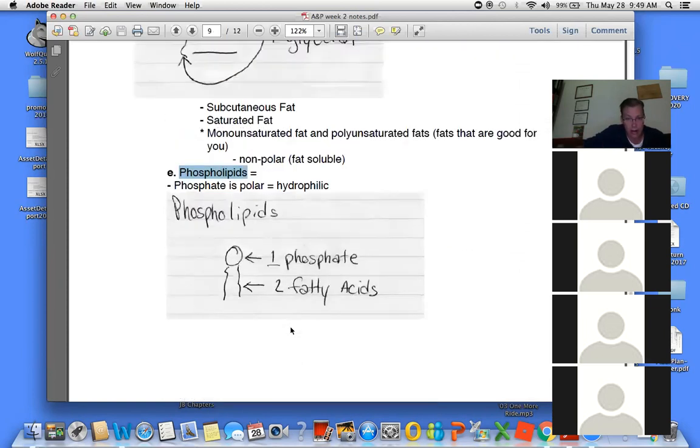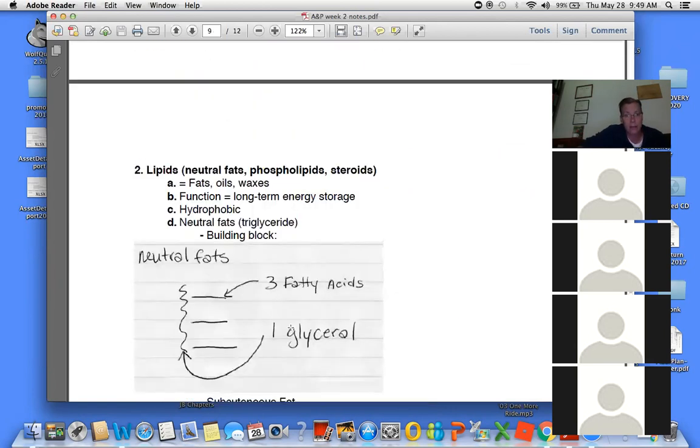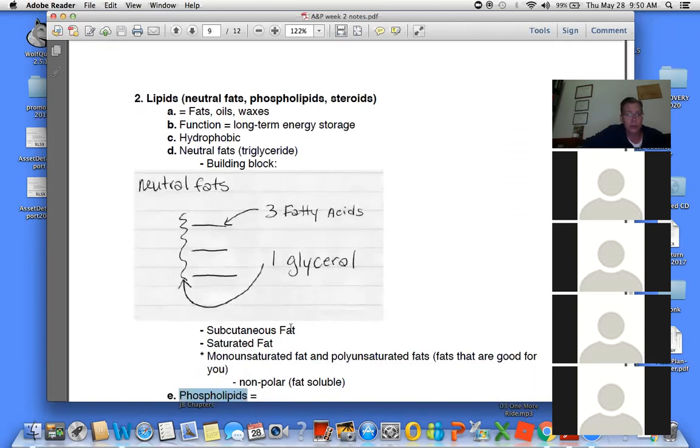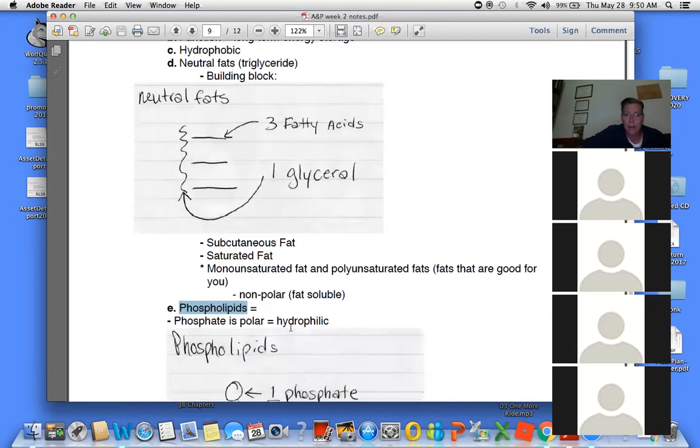Phospholipids you've heard about in high school being in the cell membrane of all our cells, so we need a certain amount. And last but not least, the general neutral fat, what you have in bacon, and that can be discussed a little bit in terms of saturated versus unsaturated fats.